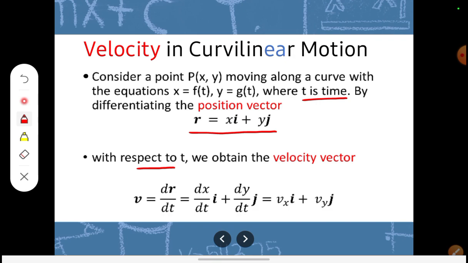where v equals dr over dt, simplified as dx over dt i plus dy over dt j. So we obtain v sub x i plus v sub y j as our velocity vector, while this is the position vector.